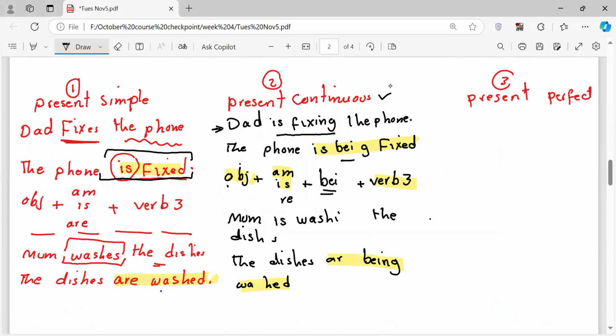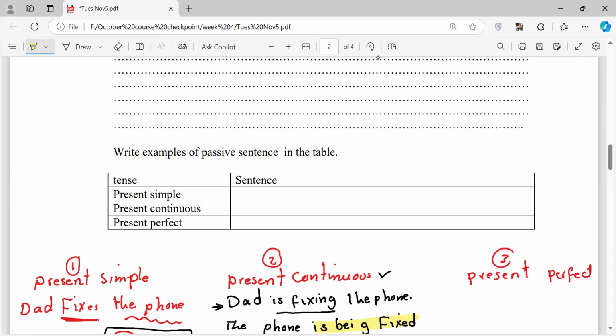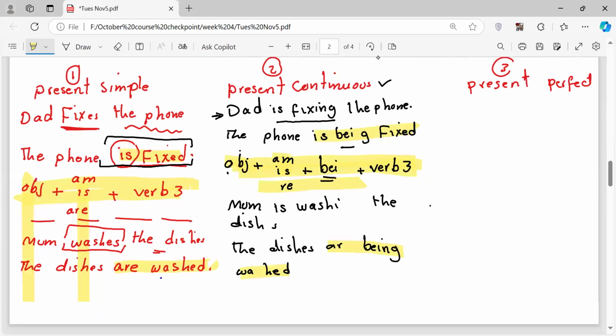What is the rule? If the sentence is in present simple, this is the rule: you will find the object, then you will use am, is, are, then verb 3. If the sentence is in present continuous, you will follow this rule. Take a screenshot of the rules, you may need it, and I'll send it into the chat box to have a look at it.